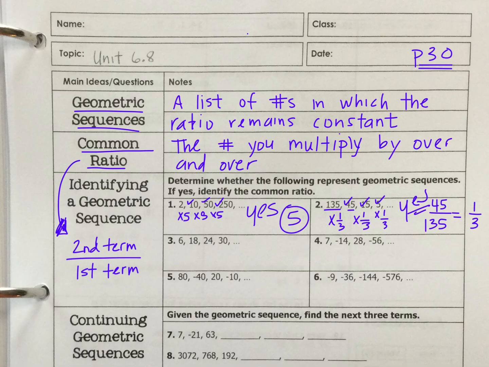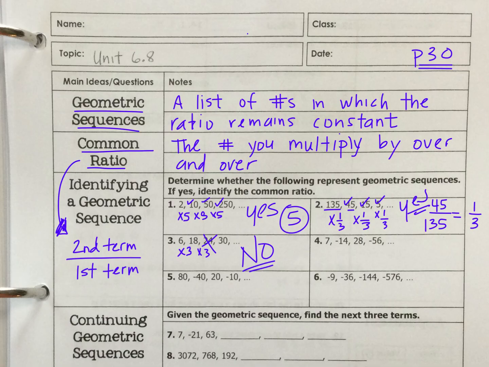If your brain can handle it, instead of multiplying by 1/3, you can also just divide by 3. So either way works in your brain. All right. To get from 6 to 18, I multiply by 3. 18 times 3 is not 24. No, this is not a sequence.